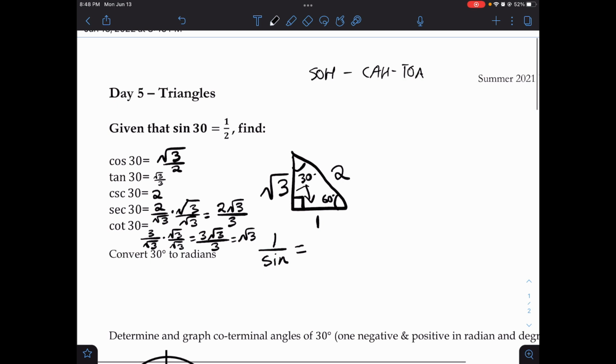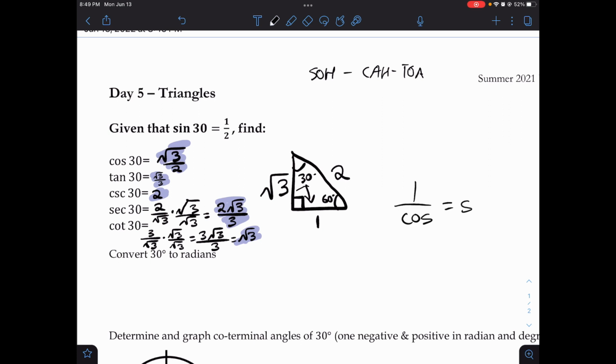And there we have it. Let me just highlight all my answers. This is my first answer, second answer, third answer, fourth answer, and fifth answer. And secant and cotangent are just reciprocals, so secant is the reciprocal of cosine, so 1 over cosine is equal to secant, and 1 over tangent is equal to cotangent.